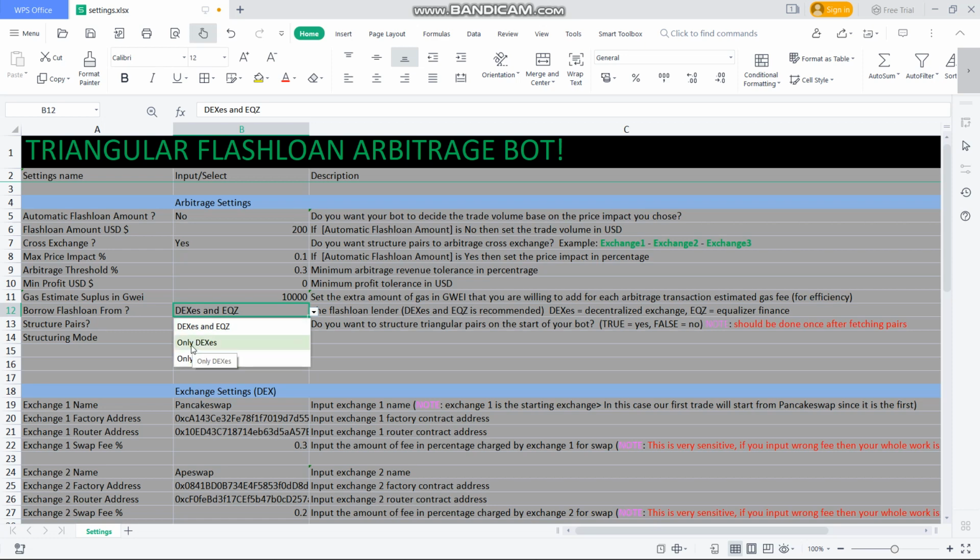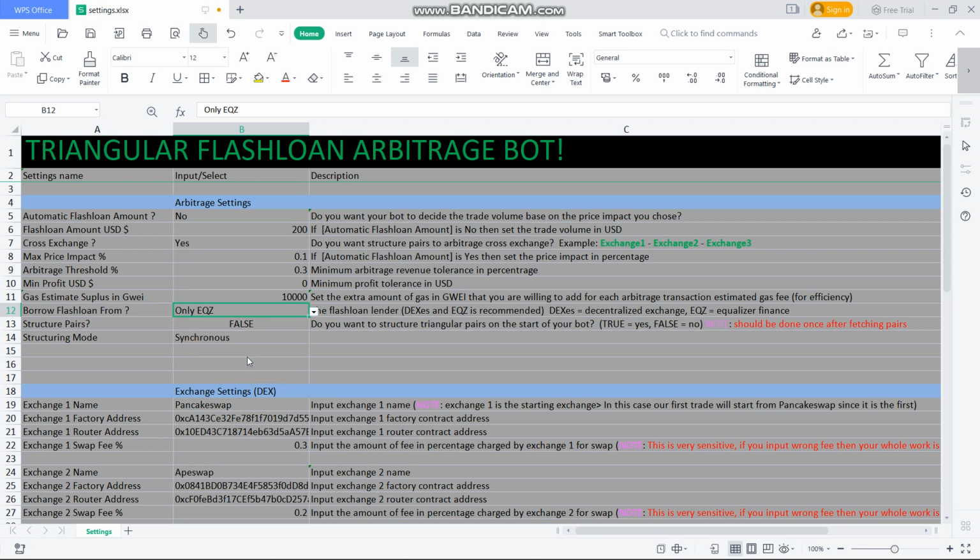And this second one means if you only want to borrow from DEXs, maybe like PancakeSwap, so there will be some certain condition. You say, I don't want the bot to borrow flash loan from Equalizer Finance. I want it to only borrow from PancakeSwap. Then you select this. Then there will be some specific reason. You say, I don't want it to borrow from DEXs. I want it to only borrow from Equalizer Finance. Then you also select here.